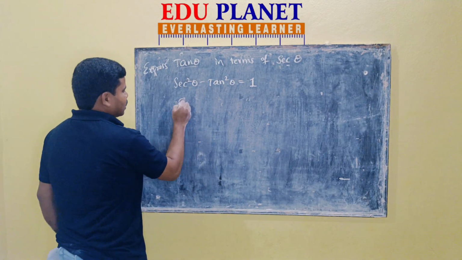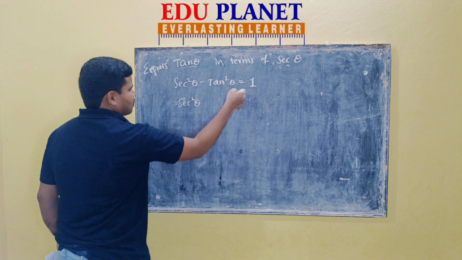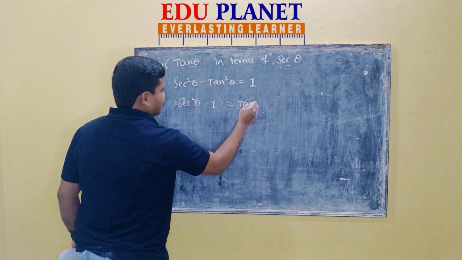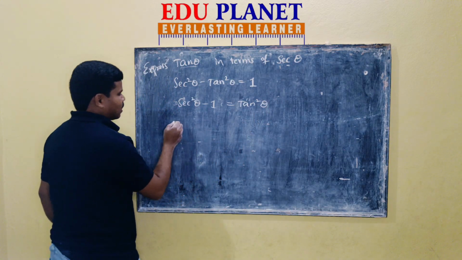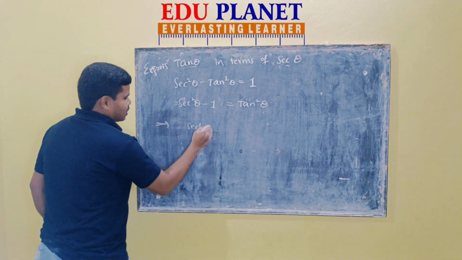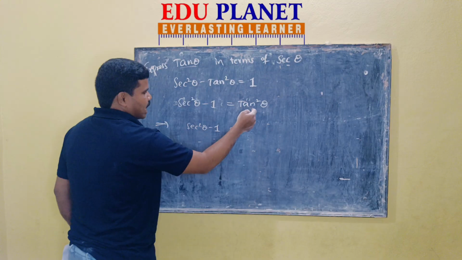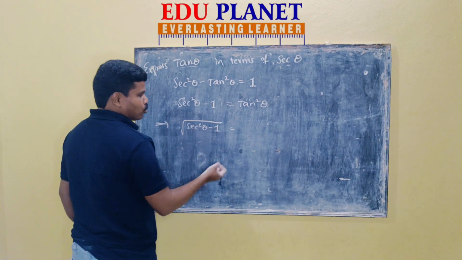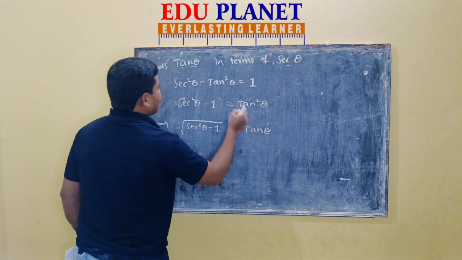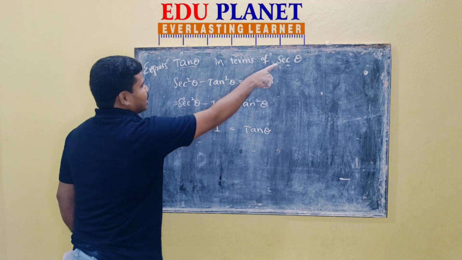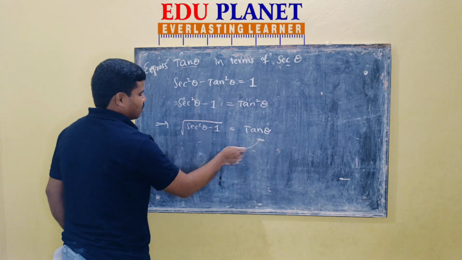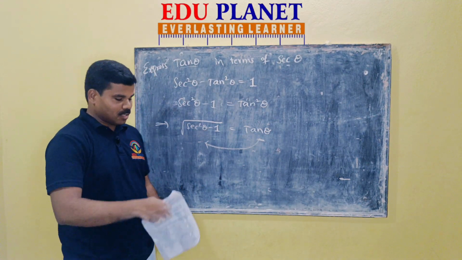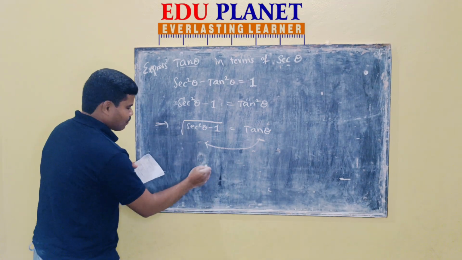Yes. See here, sec square theta minus tan square theta equals 1. If you bring the 1 this side, it will become minus 1, and if you move tan square that side, it will become plus tan square theta. Next, sec square theta minus 1 equals tan square theta. Tan is having square. Square, if you bring this side, it will become the root, equals tan theta. That's all. We have expressed tan theta in terms of sec theta. You can check tan theta value we have shown by using only sec theta value. That's all. It means the correct answer is option C.